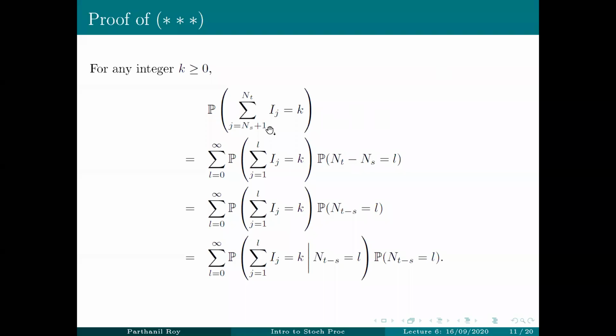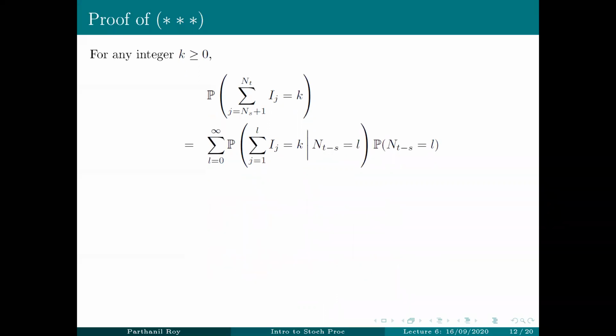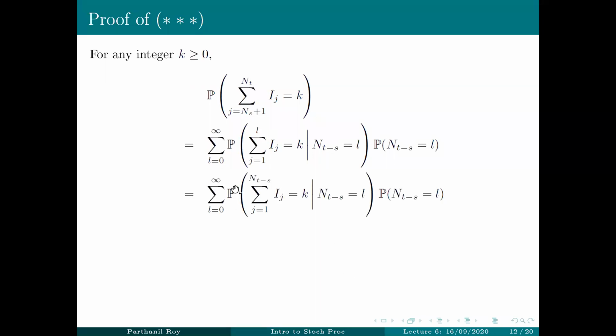Okay, so we obtain this expression here by forcing a conditioning, using the fact that N(t) minus N(s) is independent of all the I_j's and hence independent of this sum also. Why we do this is now going to be clear. Once we have this expression, note that this is a conditioning, therefore I can replace this L by N(t minus s).